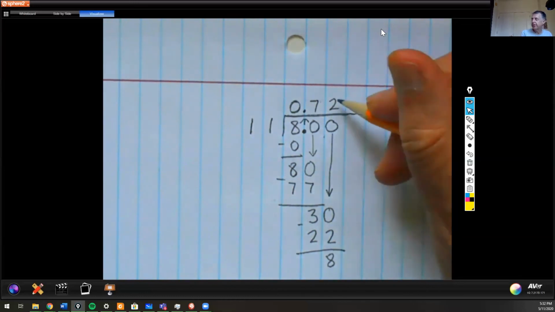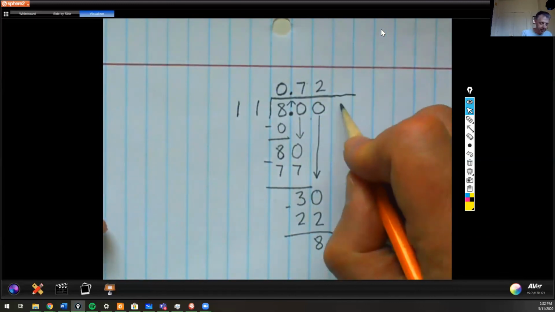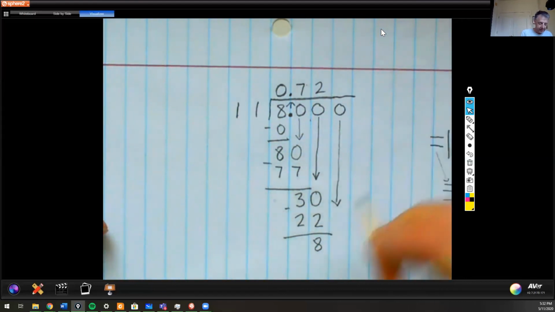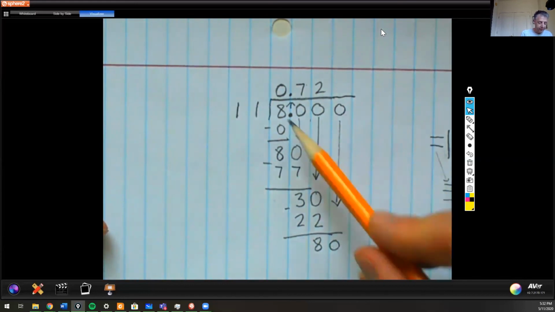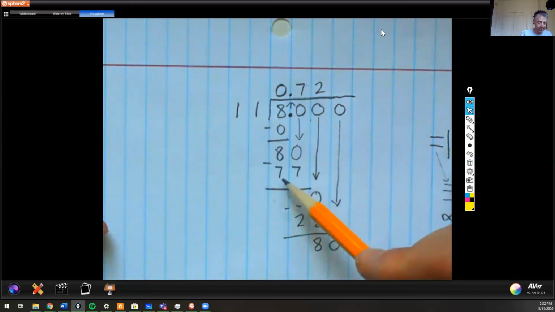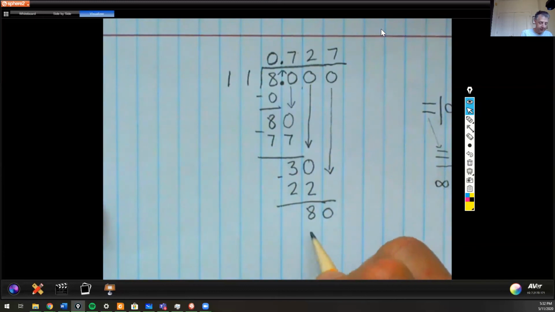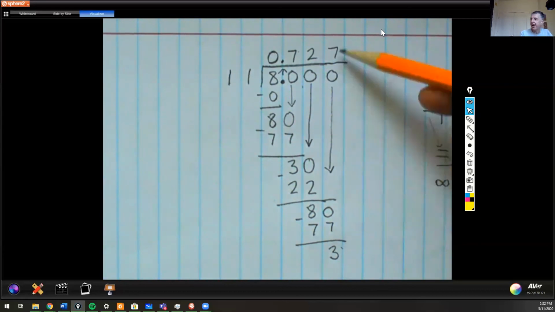I'm at the hundredths place in my quotient, so I want to still keep on dividing by annexing the 0, drop it down, and that 0 becomes 80. Now I know before I took 11 times 7 to get 77, so I'll do that again here. 11 times 7 is 77. I'll subtract 80 minus 77, and I end up with 3 as a remainder. Now, boys and girls, I am here at the very end, having a remainder. I'm at the thousandths place.